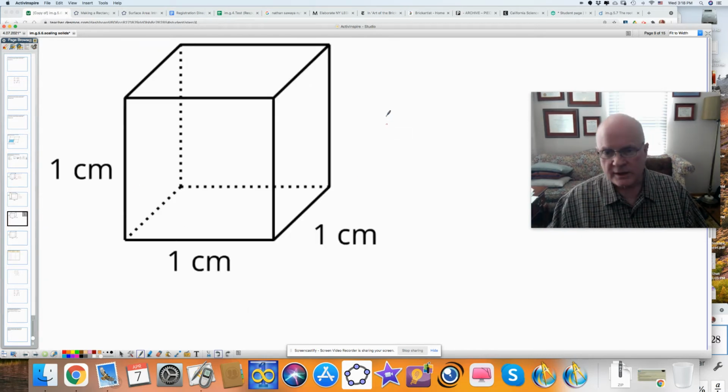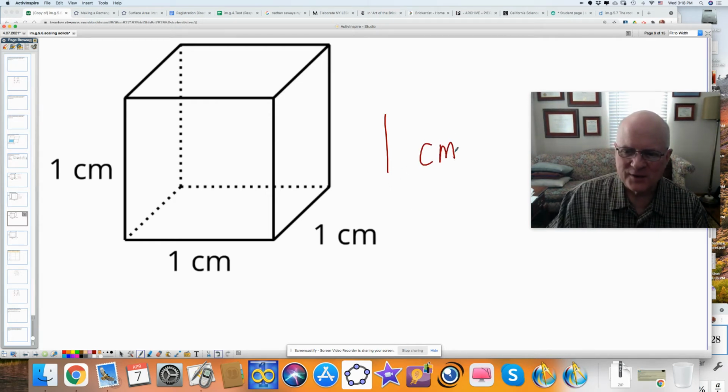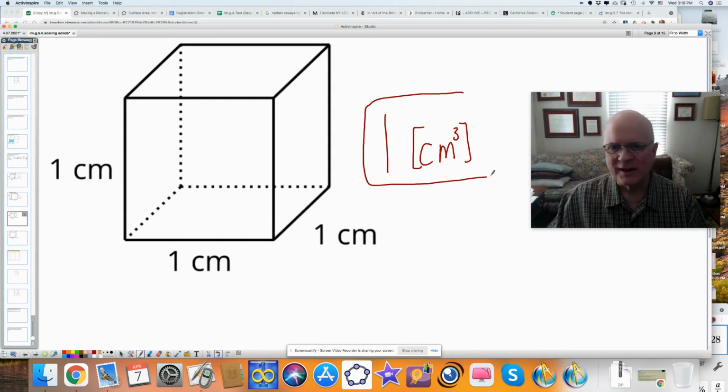1 times 1 times 1, the answer is going to be 1. Because 1 times 1 times 1, it's not 3. We're not adding these. We're multiplying. I had one student try to add them together. No, it's going to be multiplying.